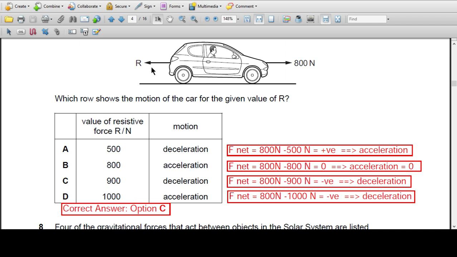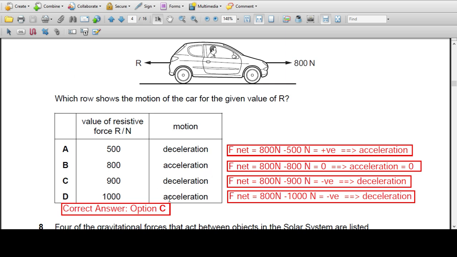With 900 newtons here and 800 newtons here, this is deceleration. The 800 newton force is applied forward, while the 900 newton force is applied in the opposite direction, meaning the car's speed is decreasing and deceleration is occurring. This option, 900 newtons with deceleration, matches the information given. So option C is correct.